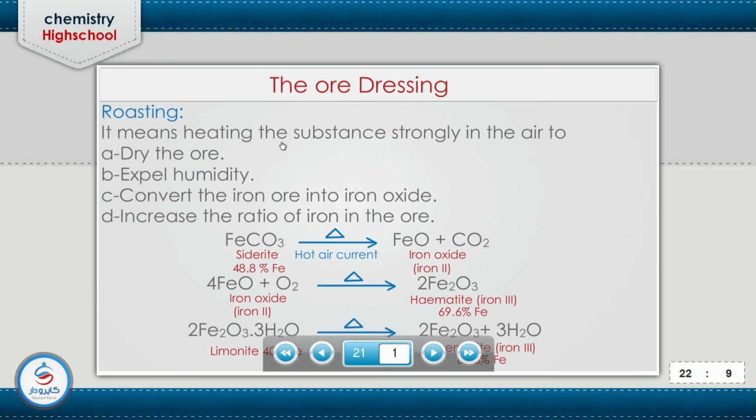So the heating of siderite, heating of iron 2 oxide, and heating of limonite, which is hydrated iron 3 oxide with three molecules of water, converts the siderite to iron 2 oxide, converts iron 2 oxide to iron 3 oxide, hematite, and converts limonite to hematite.